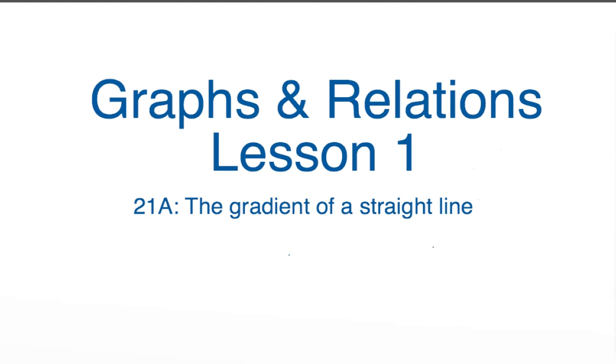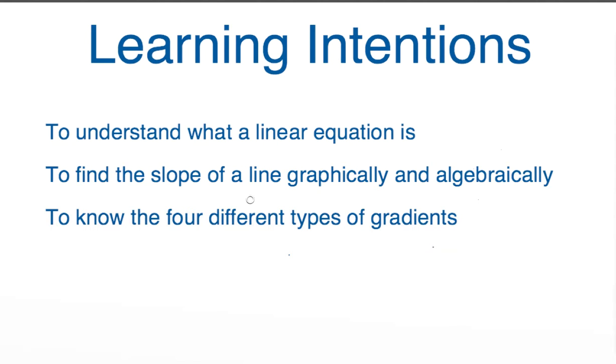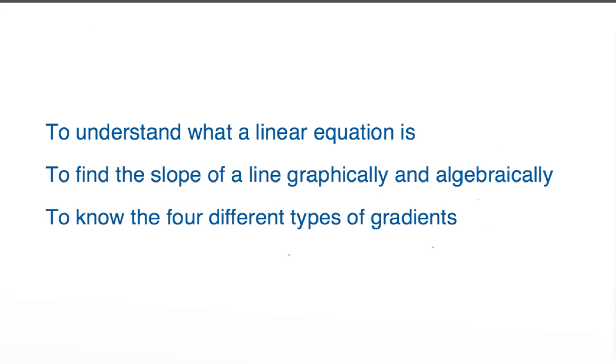Today we're going to go through exercise 21A, which is the gradient of the straight line. We're going to start off with the learning intentions. The first thing that we want to be able to do today is to understand what a linear equation is. You've already seen linear equations before, but I'm just going to give you a quick refresher on them. Our main aim is to be able to find the slope of a line both graphically and algebraically, and also to know the four different types of gradients.